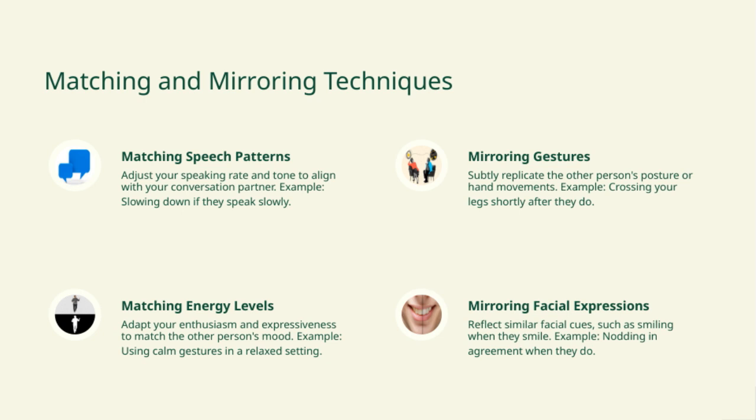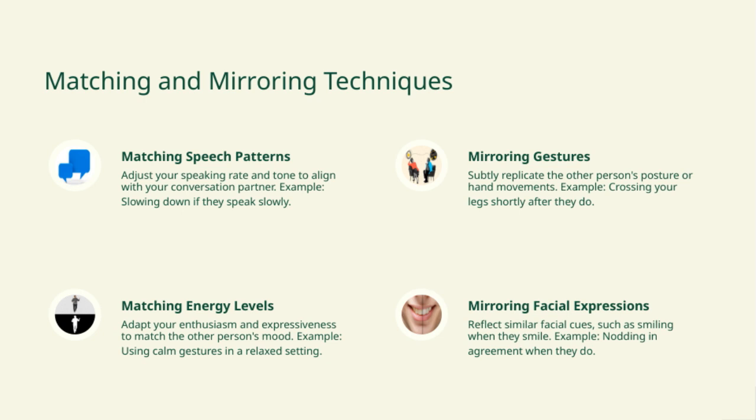Next, matching energy levels is key. Pay attention to their mood and adjust your enthusiasm accordingly. If they're relaxed and calm, use gentle gestures and a softer tone. This helps create a comfortable environment for both of you. Now let's consider mirroring gestures. Subtly copying their posture or hand movements can make your interaction feel more natural.